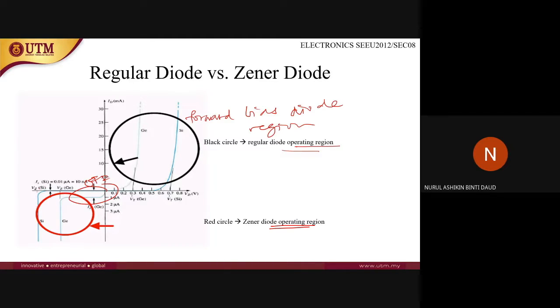You can see the values for silicon and germanium are usually different, and the same with the forward bias too. For germanium the value is usually 0.3, for silicon usually 0.7. I think you already know these two values. Here are the dark currents: for germanium usually 10 nanoampere, and for silicon usually 0.01 microampere, lesser than germanium.